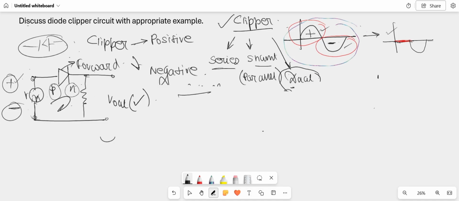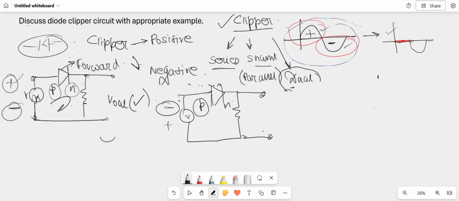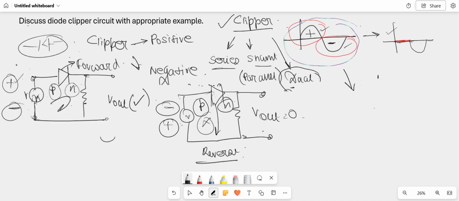But if we take the input voltage for the negative half cycle, during this time the P terminal is connected to the negative pole of the battery and this N terminal is connected to the positive pole of the battery. So during this time, this diode becomes reverse biased. When this diode becomes reverse biased, no current will flow within the circuit and V output will be equal to 0. So this is the series negative clipper.